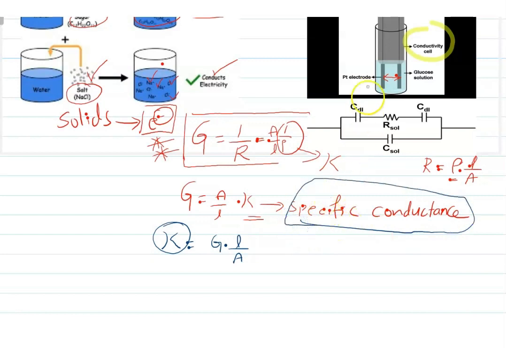This is called specific conductance, or conductivity. That means conductivity is the conductance of the solution where the length between the two electrodes is taken as 1 and the area of cross section is also 1. When L is equal to 1 and A is equal to 1, the solution conductance is called conductivity. So L equals 1, A equals 1 are the conditions.